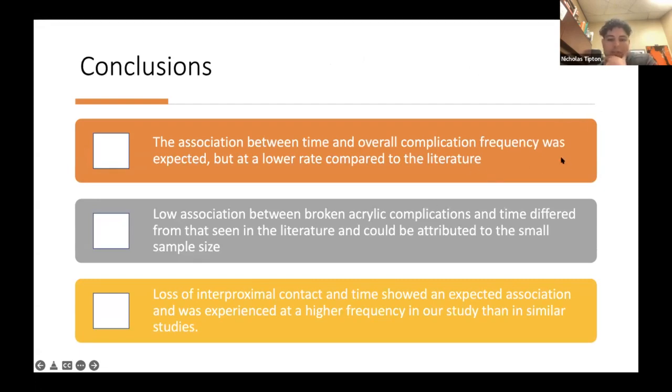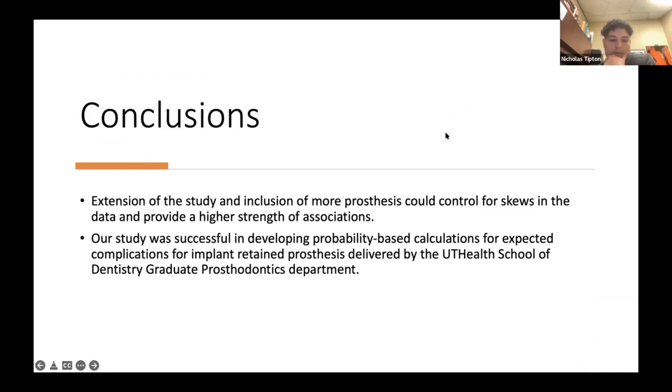So in conclusion, we did see an association between time and overall complications, which was expected, but at a lower rate compared to the literature. We had a low association between acrylic complications and time. The interproximal contact and time, there was the expected association, but it was a higher frequency. And so what we want to do is extend the study, maybe control some of the skews, especially with the acrylic study. So it was successful in laying the foundation for developing an assessment model to be used in the future, so we could have some more robust data.